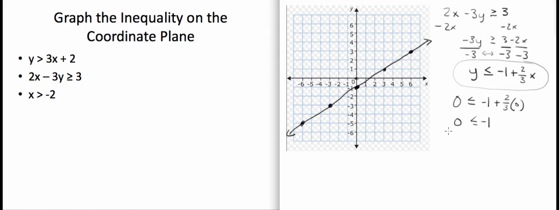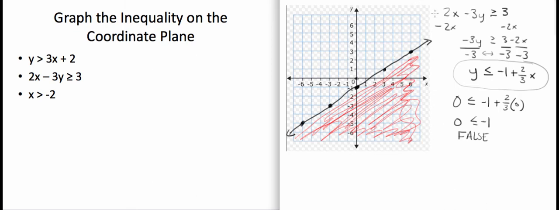This is a very similar situation to what we had last time. This is a false statement. So that means we can't shade this side. We shade the other side, so we shade this side down here. Okay, and you can get as creative and as dark with the shading as you want. You just have to show me that you can shade that area.